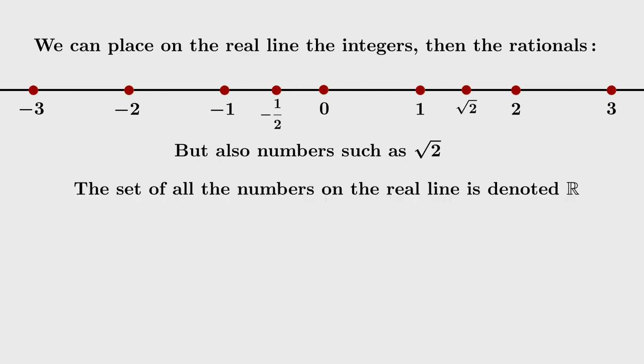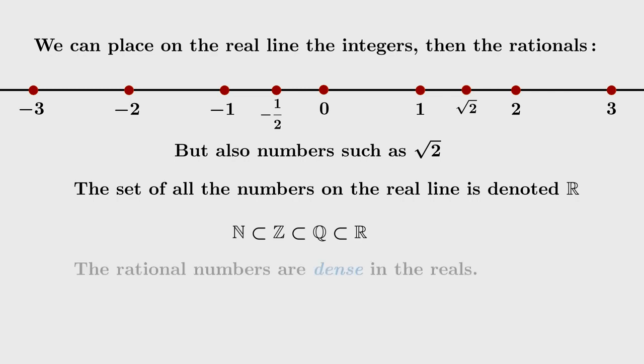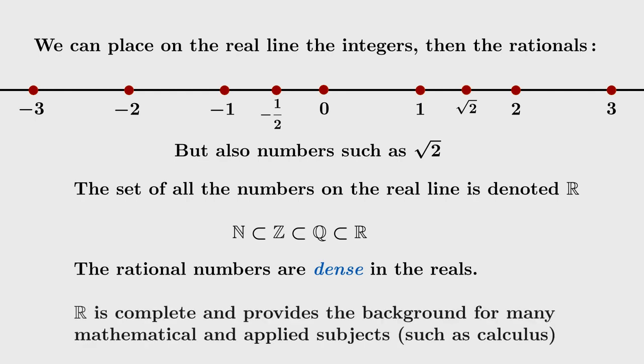Now, the set of all numbers on this real line is denoted R. It's the set of real numbers. It is the end of our quest for numbers. As you see, it's the biggest class of numbers. It is a beautiful class of numbers in which to do much mathematics, for instance, calculus, and we'll be talking about it in the next segments.